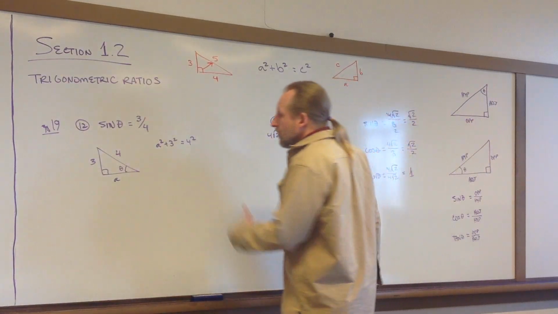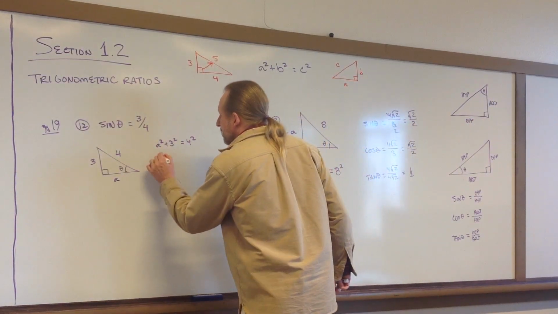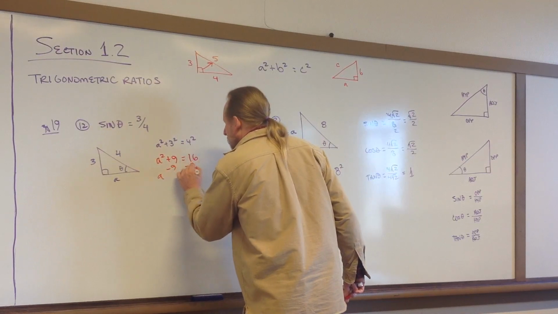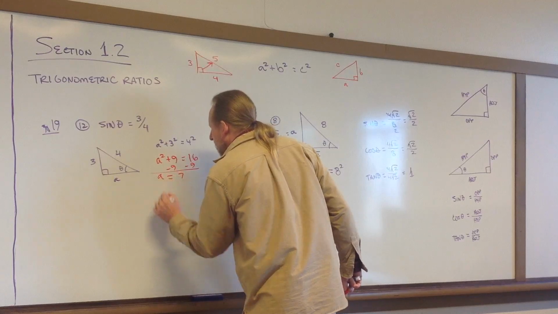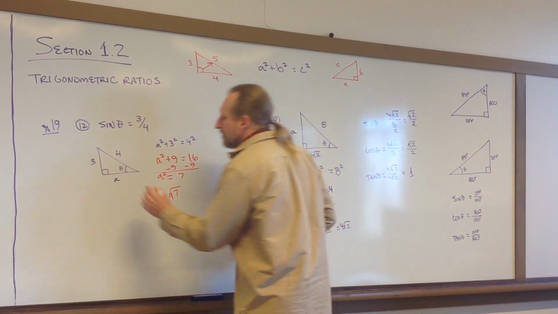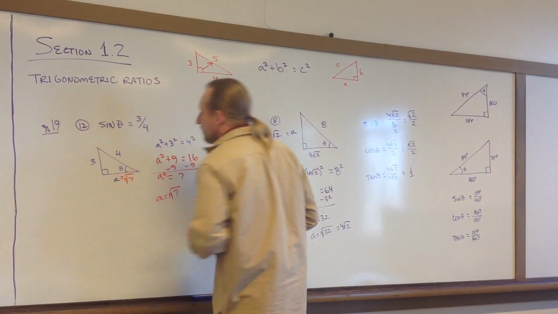And so we can calculate the value for A. This will be A squared plus 9 equals 16. Subtract the 9 on both sides. A squared is equal to 7. And so A is going to be square root 7.